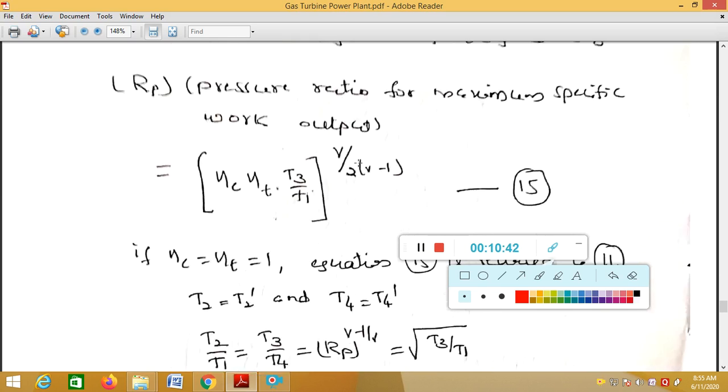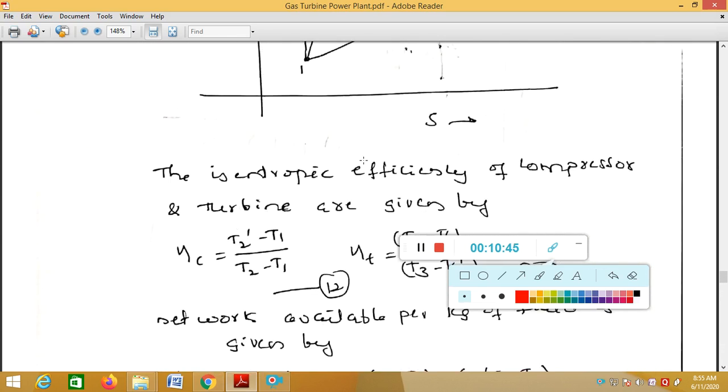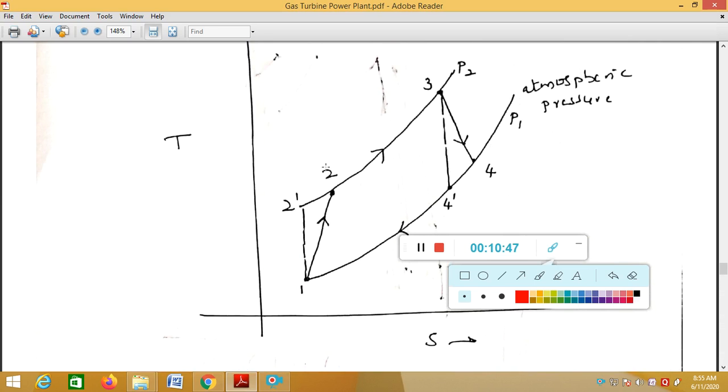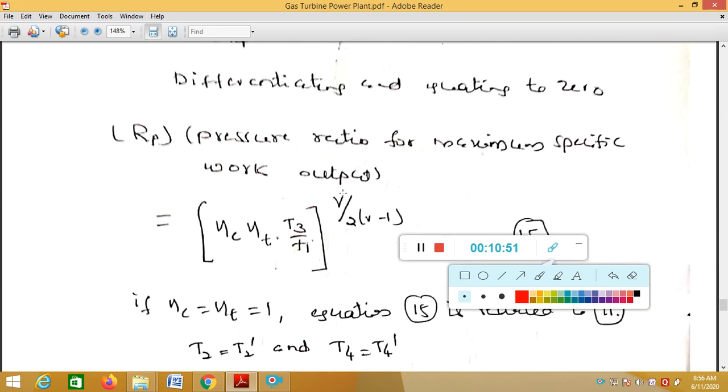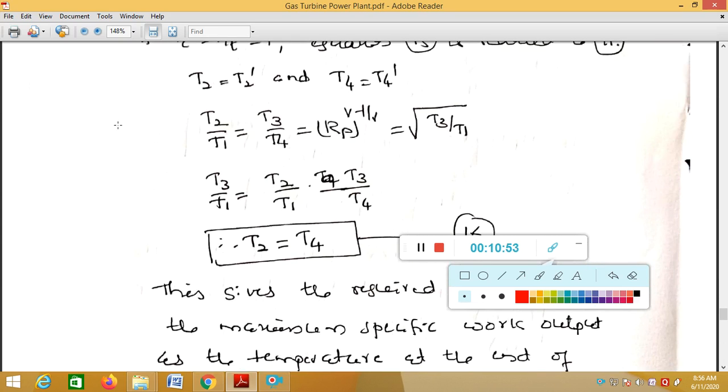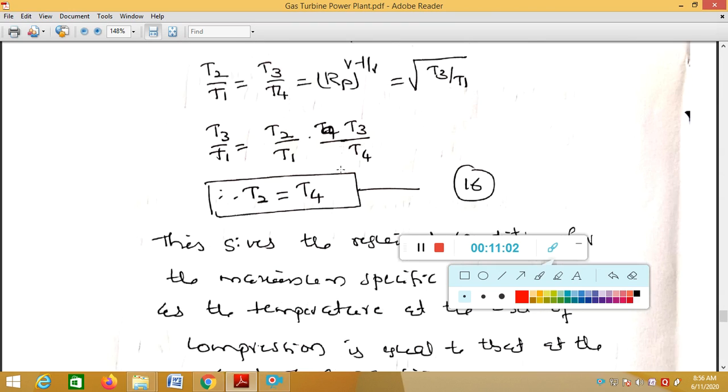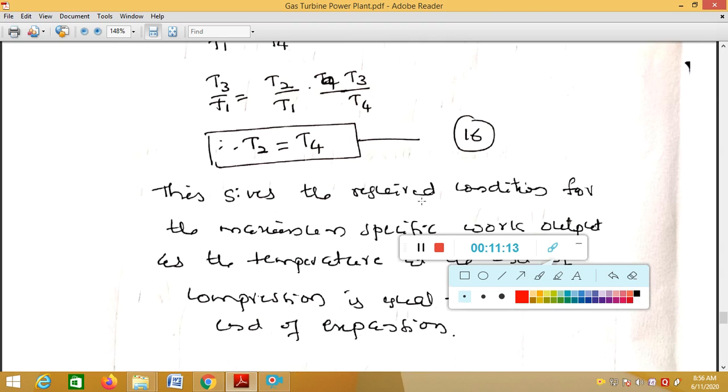equal to T2 dash. Both the efficiencies are the same, so T2 becomes equal to T2 dash, T4 becomes equal to T4 dash, then T2 by T1 equal to T3 by T4 equal to Rp raised to gamma minus 1 by gamma. So Rp raised to gamma minus 1 by gamma is equal to root of T3 by T1. So T3 by T1 equal to T2 by T1 squared, or T2 by T1 into T3 by T4. So T2 becomes equal to T4.